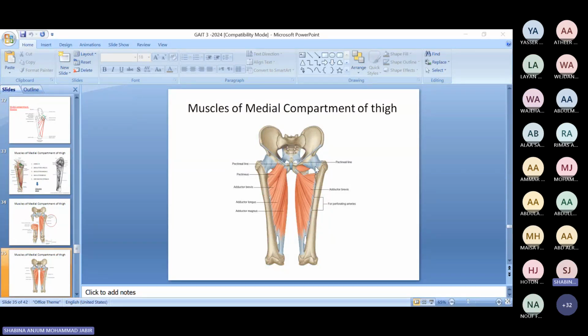Can you see the slides? Yes, doctor. Yes, okay.